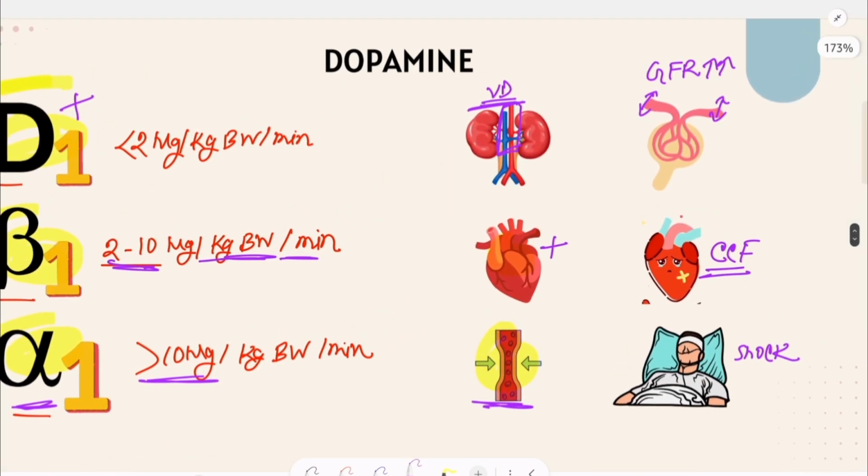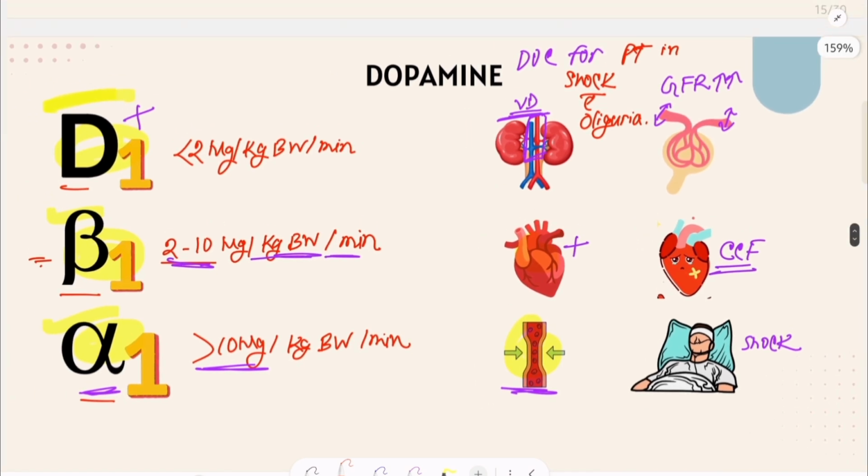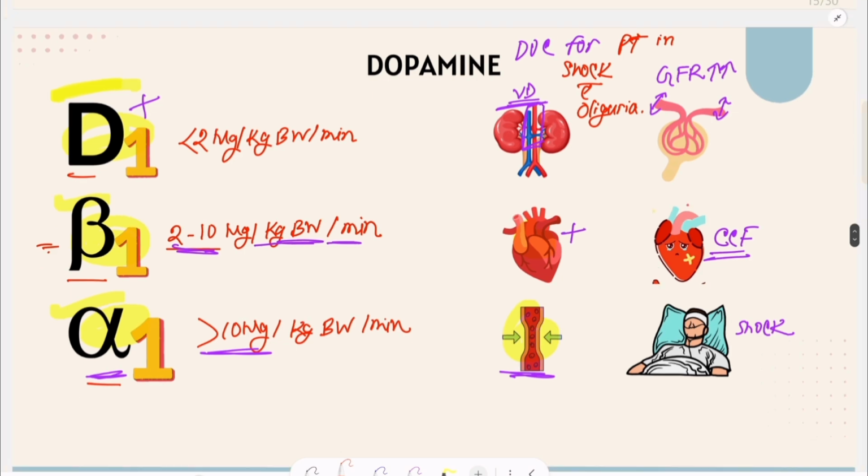So, dopamine alone is the drug of choice for patients in shock with oliguria. It will not only treat the shock by vasoconstriction but also reverse the renal failure by vasodilation. That is the important thing to remember about dopamine. One more thing, you can find out that a drug name that contains dopa will stimulate D1 receptor. If dopa is not present in the name, the catecholamine or non-catecholamine will not stimulate D1 receptor.